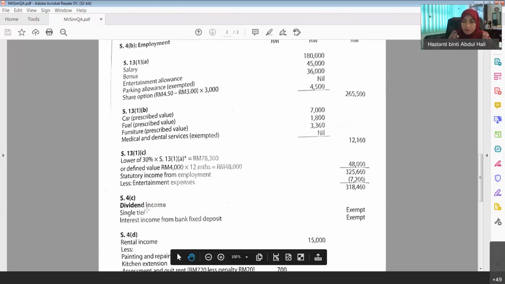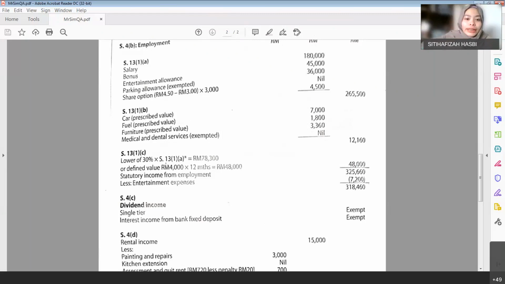Kalau soalan tak mention pasal fuel, kita automatic kira dia ada fuel lah kalau dapat kereta kan? Yes. Unless dia cakap fuel not provided. Okay. So, here dia cakap ada kereta je, dia tak ada mention about the fuel. So, you have to include the fuel as well. Unless it is specifically mentioned that you have to maintain the car at your own expenses, then maksudnya fuel is not provided. Okay.